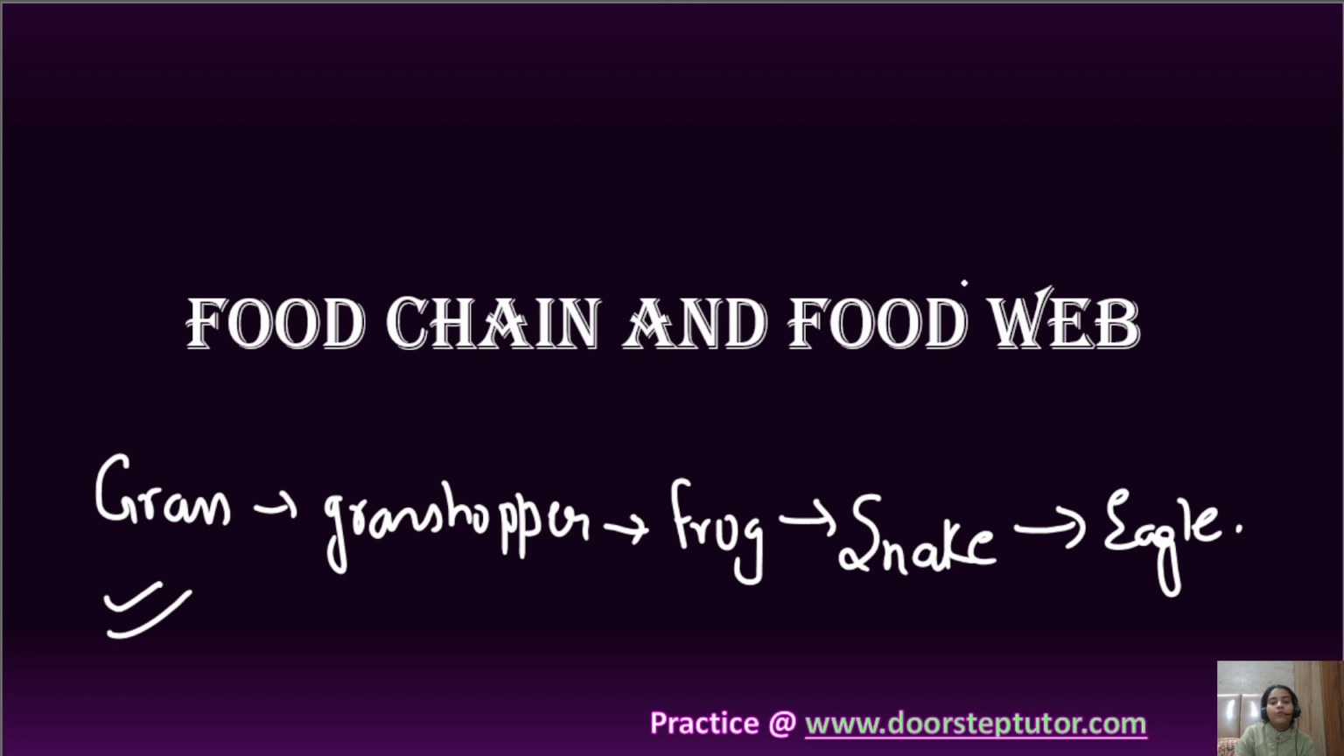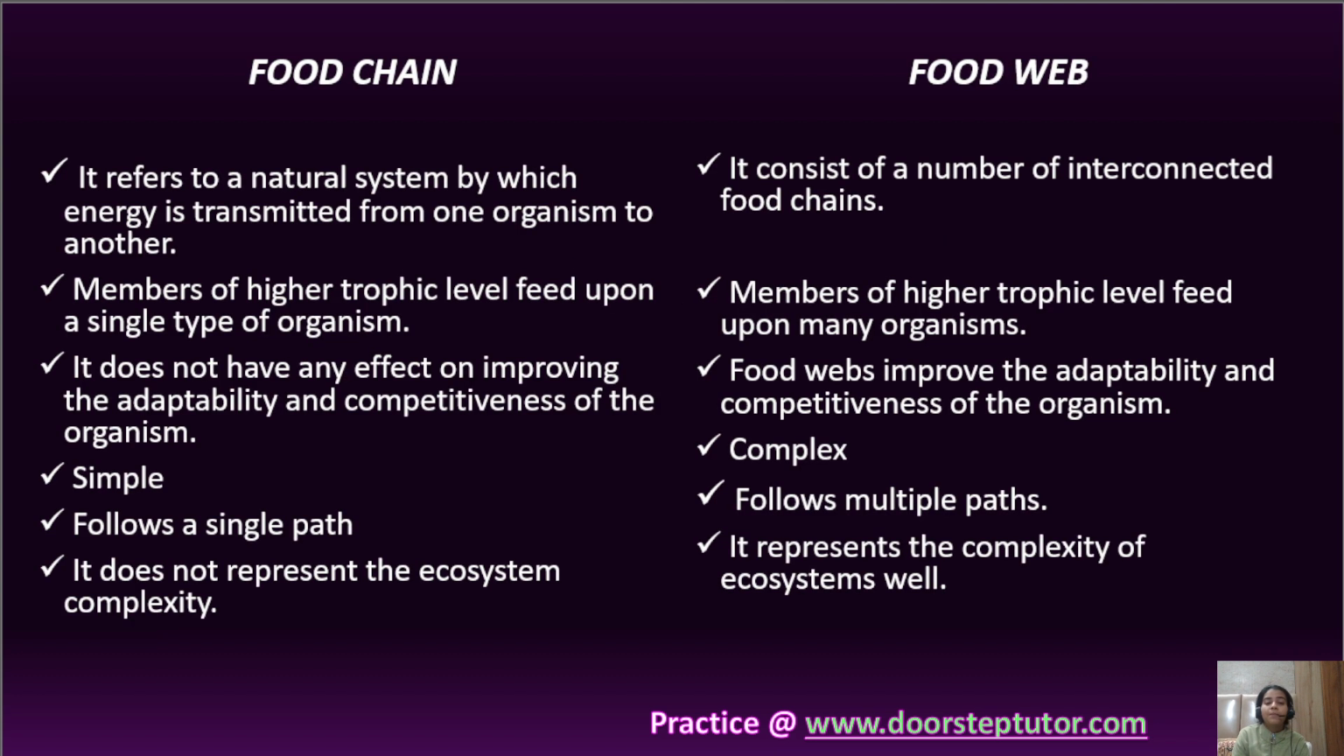And when we talk about the food web, in this case different types of food chains are interconnected. That makes a food web. Now let's have a look at some major differences between these two. First of all, we are talking about the food chain.